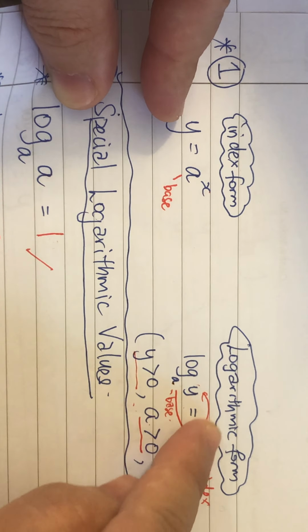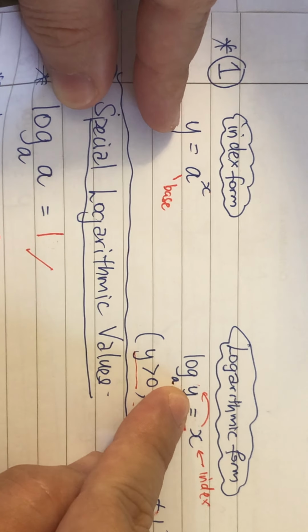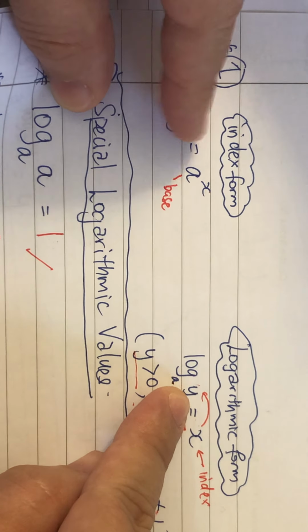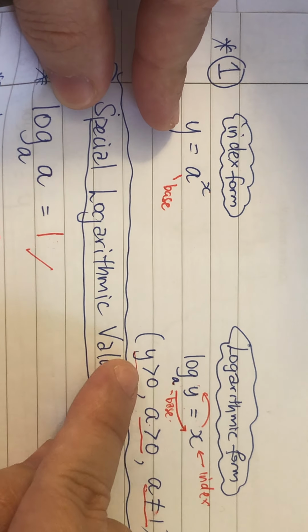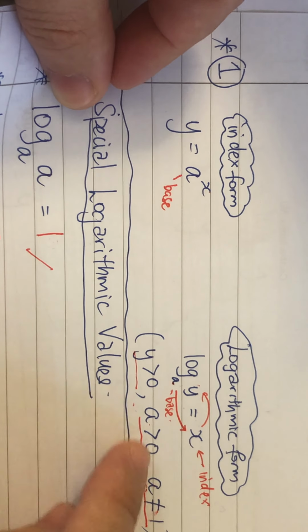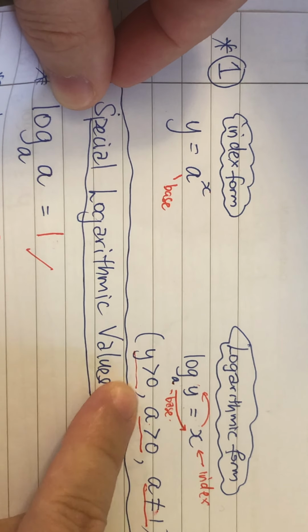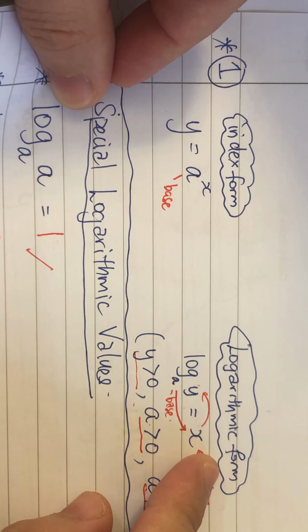So if I go in a cyclic fashion, a to the power x equals y. This is what is on my left hand. Very importantly, you need to know this. You cannot ignore this, because if you ignore these conditions, you will have problems plotting logarithmic graphs later when I go through the logarithmic graphs.